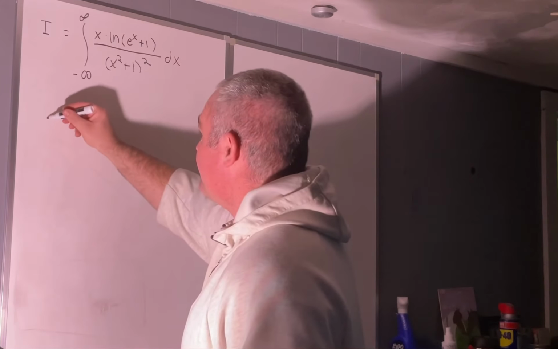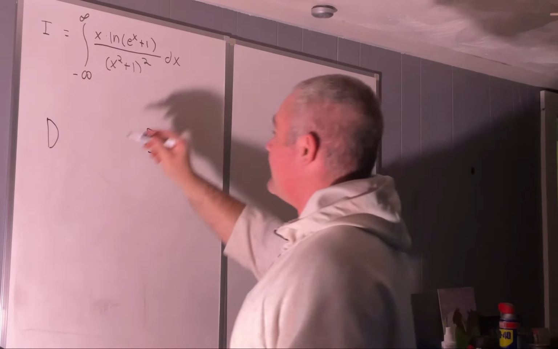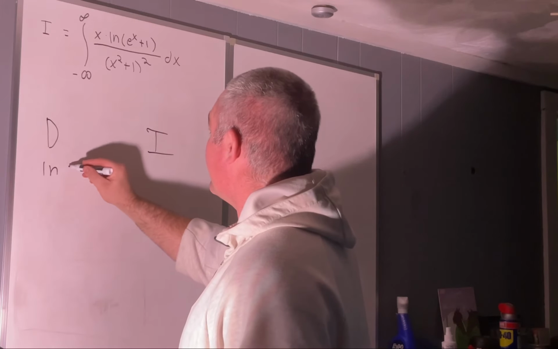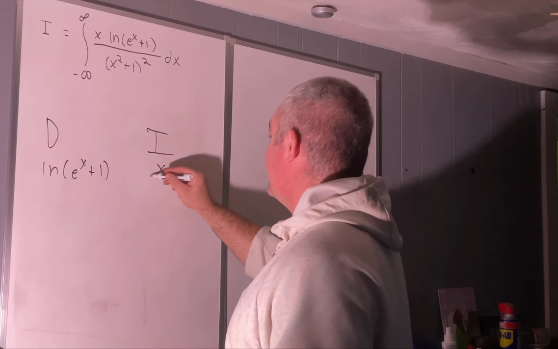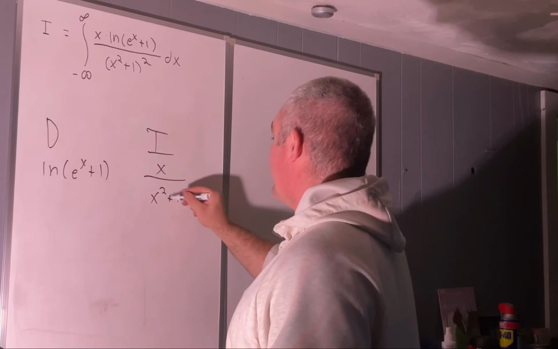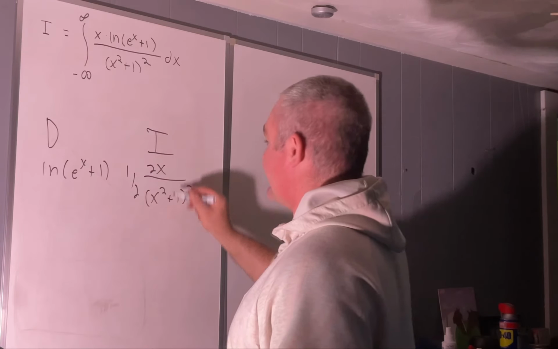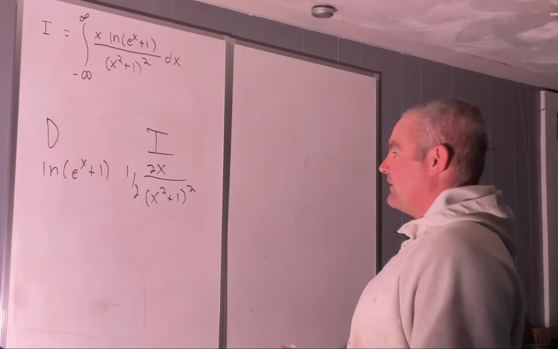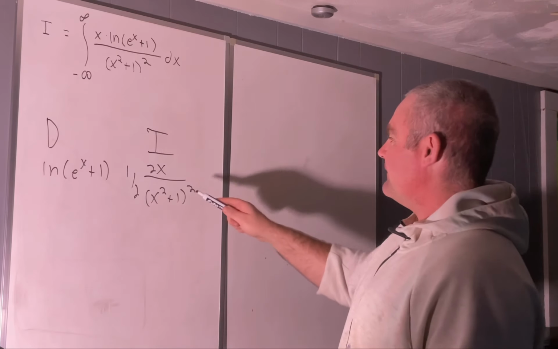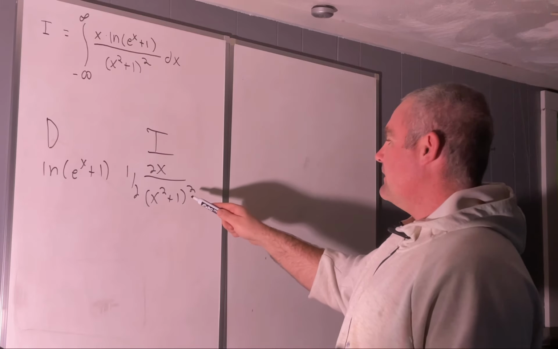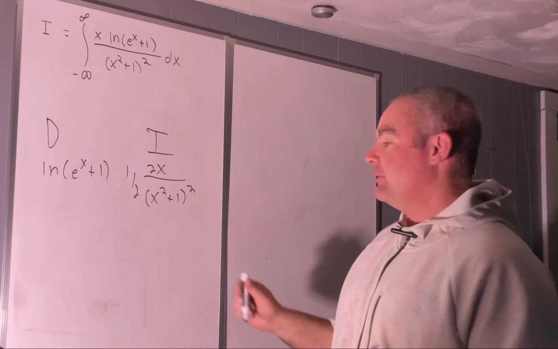We'll use the DI method for integration by parts on this to start. We will take the derivative of the natural log of e to the x plus 1, and we will be integrating x over x squared plus 1 all squared. And I'm going to write this as 1/2 of 2x over x squared plus 1 all squared. That makes it easier to see that the top is the derivative. If we let u equal x squared plus 1, then we have du on the top.